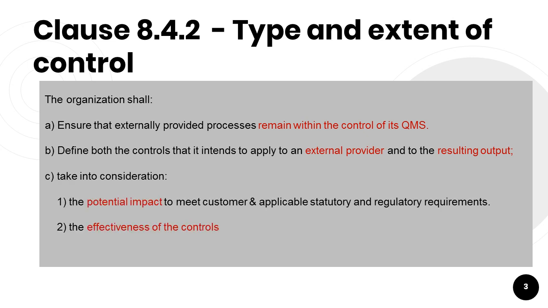The third requirement is to take into consideration the potential impact to meet the customer and applicable statutory and regulatory requirements. This is to protect you from any legal issue. The second consideration you need to take is the effectiveness of the controls, the internal controls which the external provider has provided internally. The more robust and proactive the controls, the better you are, for which you need to evaluate the external provider on their internal controls and the KPIs.